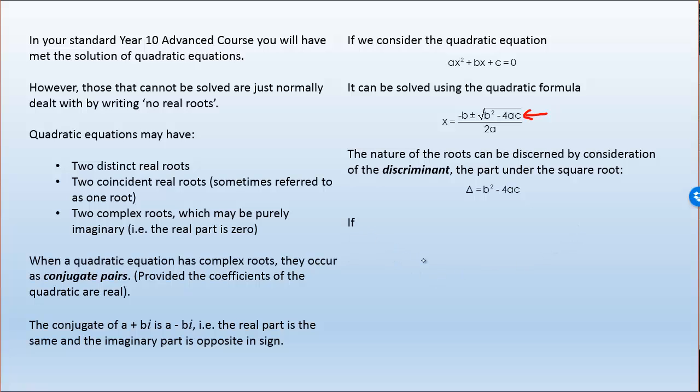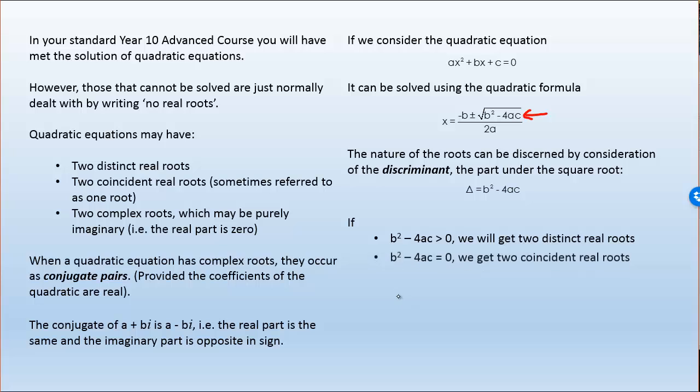So if b squared minus 4ac is positive, we get two distinct real roots. We know we can take the square root of a positive number, absolutely no problem at all. If b squared minus 4ac is equal to 0, we get two coincident real roots. That's because here we have this plus or minus, and we'll be plussing or minusing 0, and therefore the top is still negative b, whether we add 0 or subtract 0.